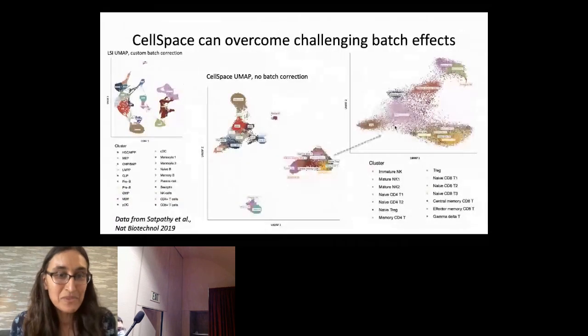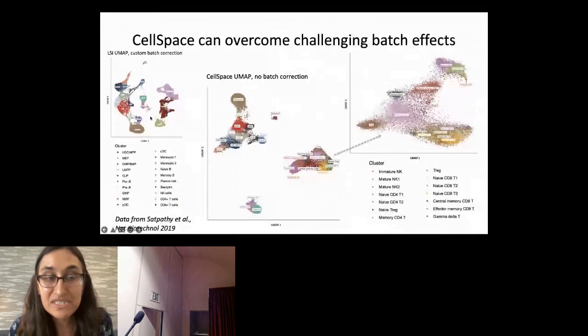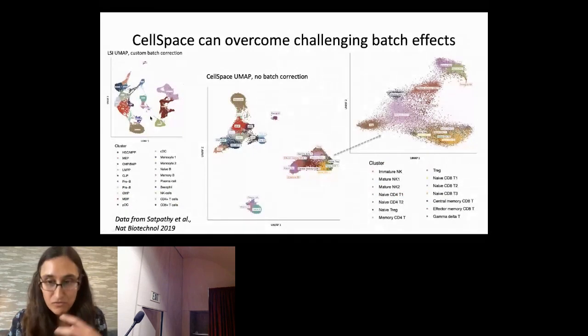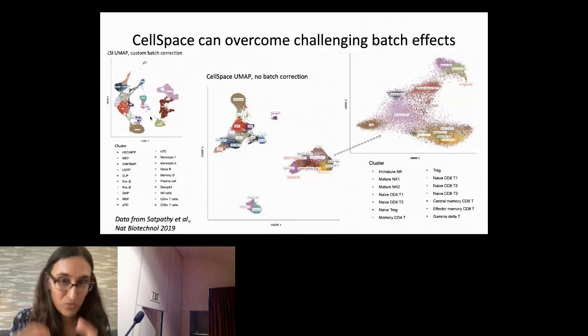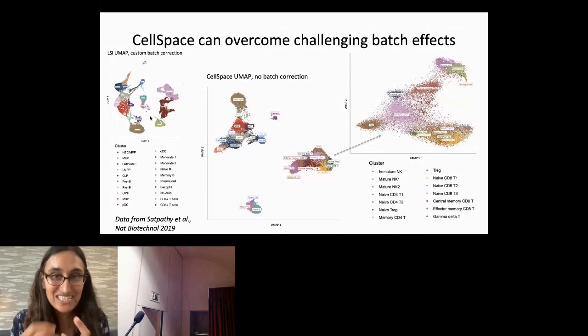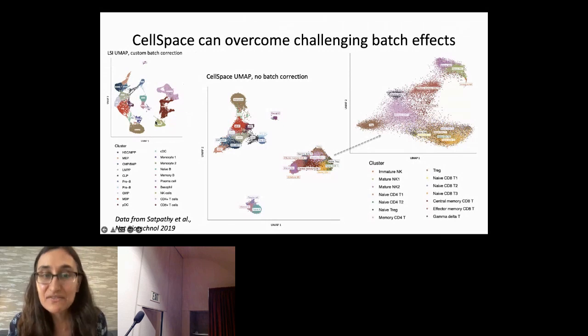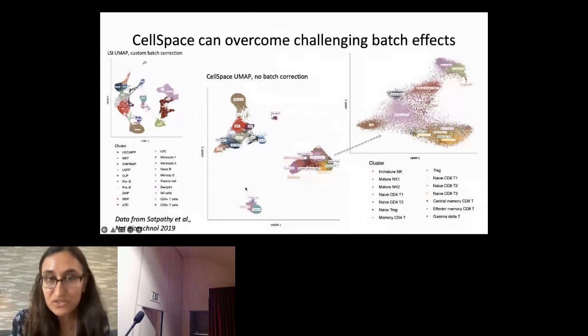And one more data slide. You can overcome very challenging batch effects this way. So this is a bigger hematopoietic data set from Satpathy et al. They did a sort of bespoke batch correction, dimensionality reduction, found more variable peaks, did the dimensionality reduction again, and they got this structure. Okay, but without doing any of this work, just from the original data using a k-mer-based embedding, we can see a similar structure, okay, and separating the early hematopoietic cells from the more mature cells.